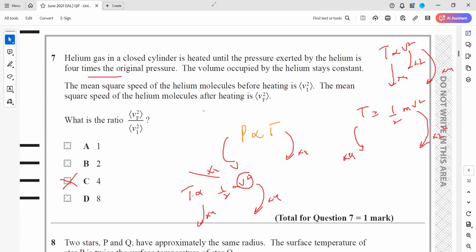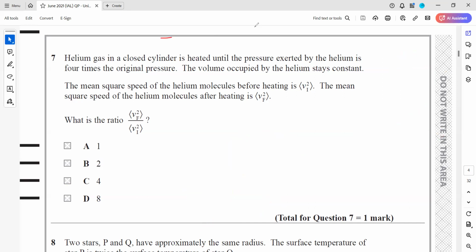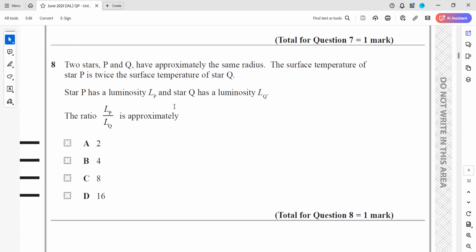If the same question was there, what happened to V, then what will be our answer? Our answer will be B in that case. But the question is what happened to Vf square, the final speed square? So the final speed square is actually 4 times because the temperature is 4 times.